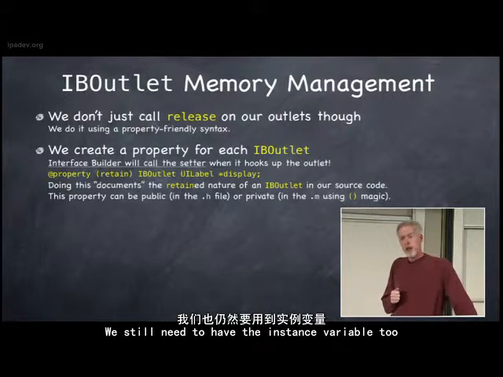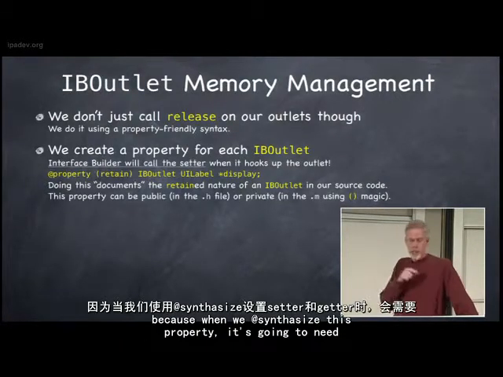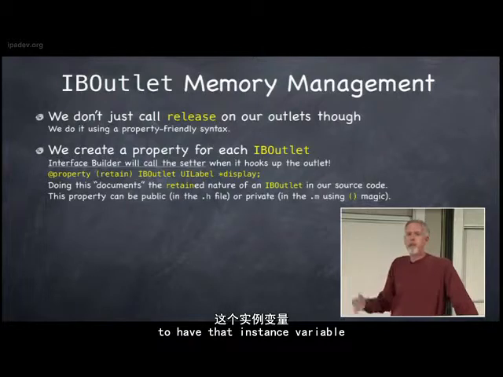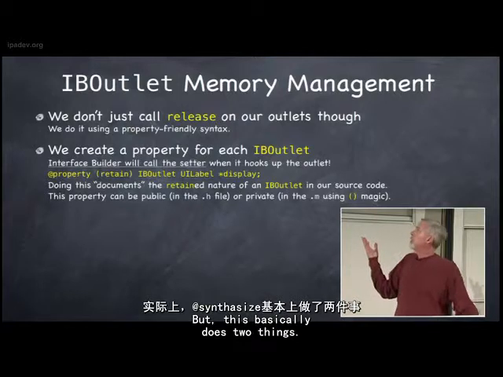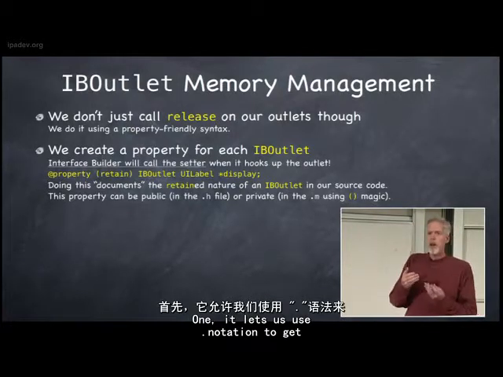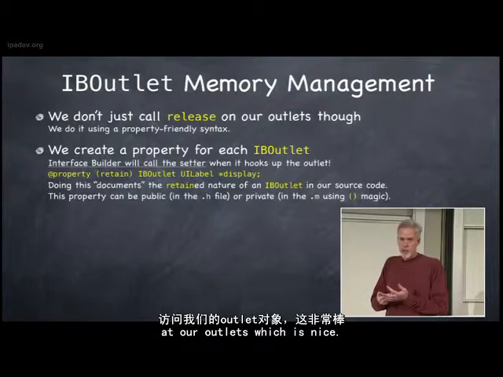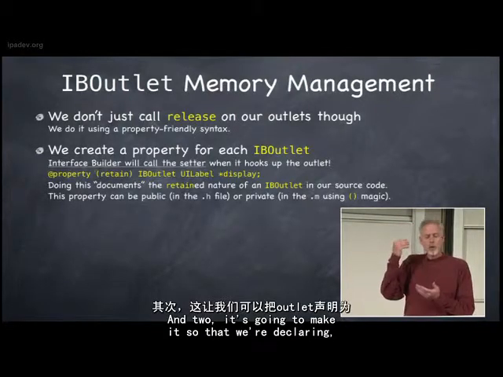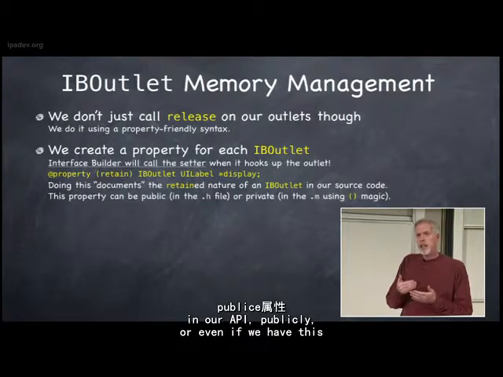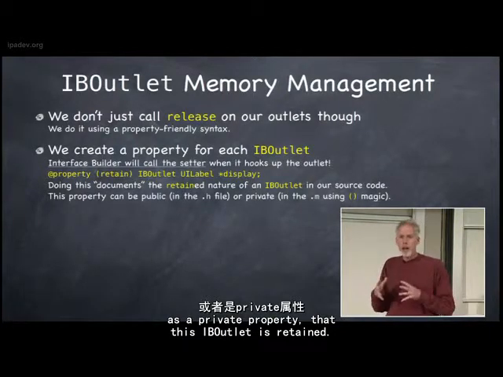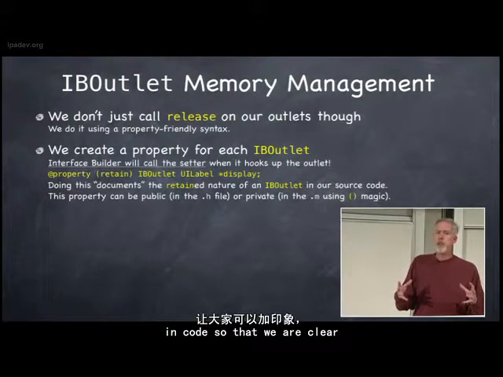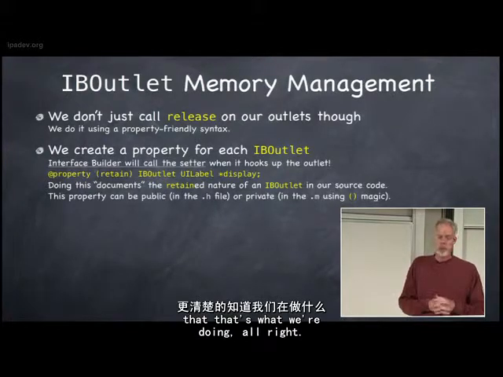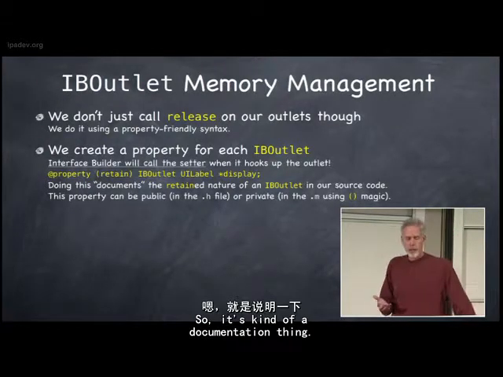We still need to have the instance variable too, because when we synthesize this property, it's going to need that instance variable to store the pointer to the outlet in. But note, this basically does two things. One, it lets us use dot notation to get at our outlets, which is nice. And two, it declares in our API, publicly, or even if it's a private property, that this IBOutlet is retained. We already know that's the case, but here we're writing it in code so that we are clear that that's what we're doing. So it's kind of a documentation thing.